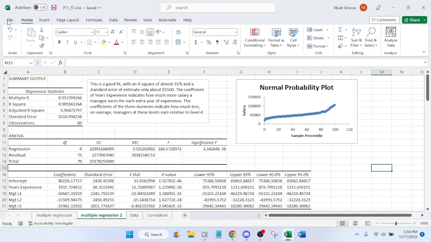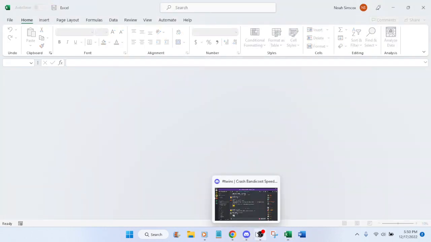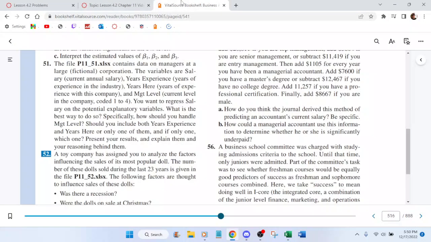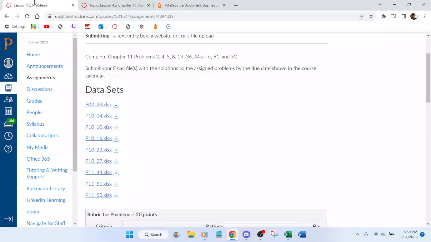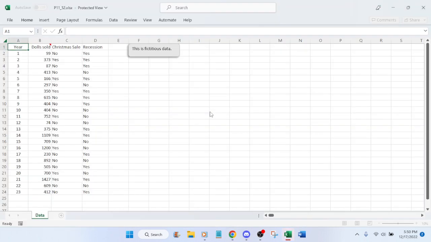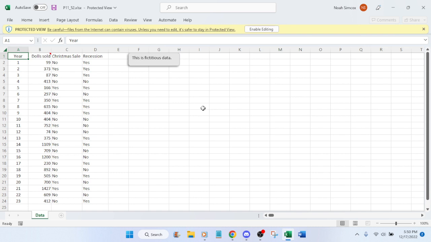So finally, we only have one more question left. Only one more question. Question 52. It's the very next question. That's funny. We have two dummy variables which are both yes and no.